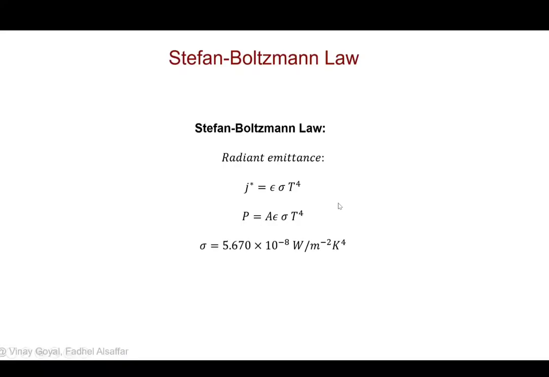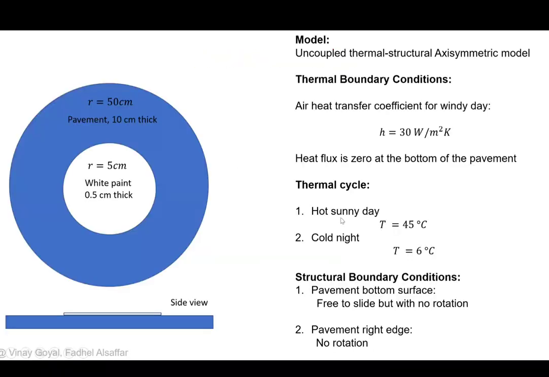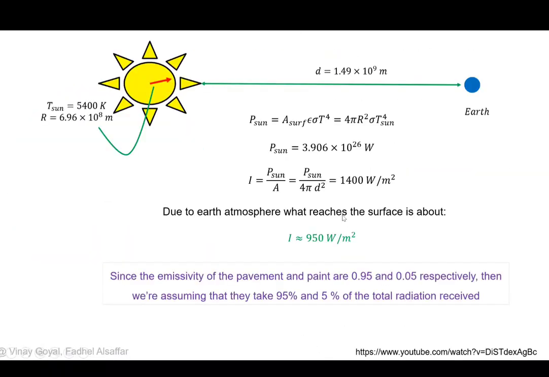And we included the effects of solar radiation by taking into account the amount of radiation or heat flux that arrived at the air, and that value was around this, and that was the peak value. We entered these values here and we ran our simulation.